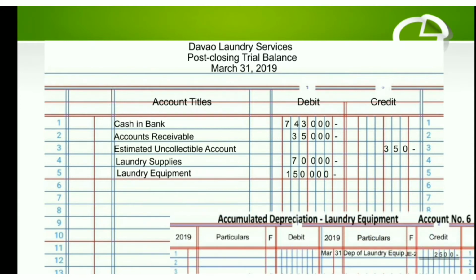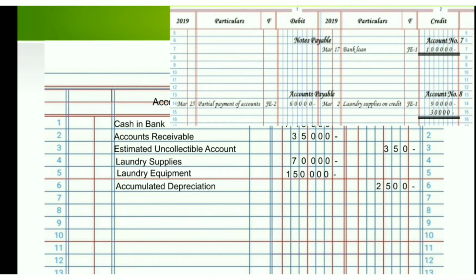And then next is the accumulated depreciation, which is the contra asset account of laundry equipment. It has a credit balance of 2,500 pesos. So, kopyahin natin, we have accumulated depreciation. And since credit, ilalagay natin yung amount here in the credit column. We have 2,500 pesos. Next is notes payable with a credit balance of 100,000 pesos. So, kopyahin natin, we have notes payable. The amount is 100,000 credit.